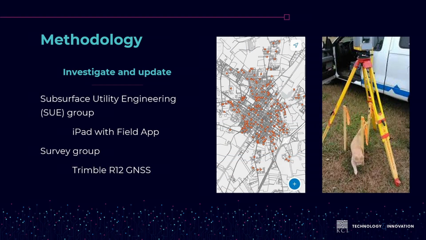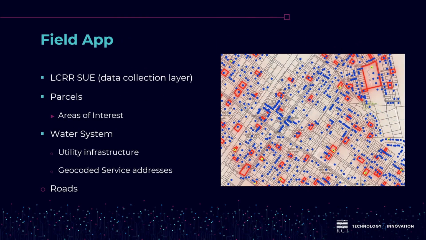We sent our SUE team out with an iPad and a Field Maps app. And then survey, of course, came back. They were using the Trimble R12 GNSS. So the field app that our SUE team used had the parcels, again, those areas of interest, which were parcel-based, the utility infrastructure, the service addresses, and then roads.